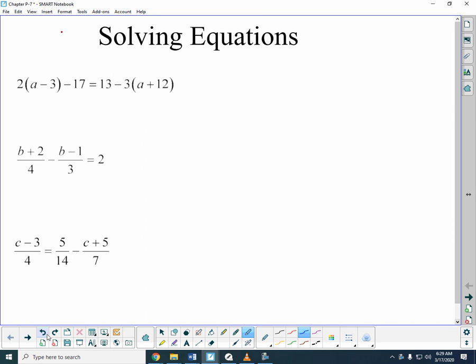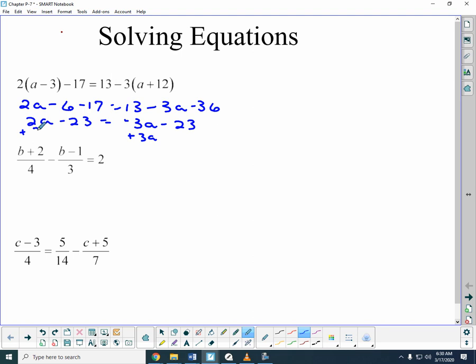All right, so first of all, let's talk about just a normal type of equation like this top one here. What we're going to be doing to begin with is just distributing. So we distribute the 2, get 2a minus 6 minus 17 equals 13 minus 3a minus 36. Combine your like terms, you get 2a minus 23 equals negative 3a minus 23. I'm going to add 3a to both sides, get the a's on one side. I'm going to add this 23 to move it over to the other side.